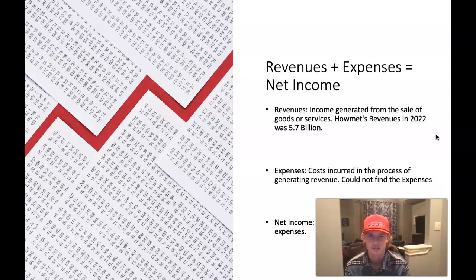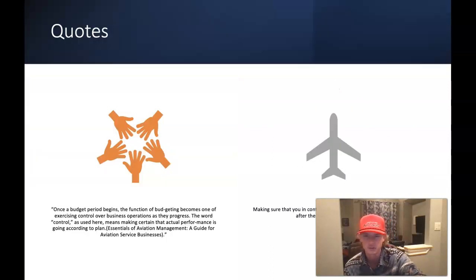So, this is just the cost incurred in the process of generating revenue. What all do they have to spend on? They have to buy all the different parts and pieces, and then they put it together to generate that revenue. And then the income, I couldn't calculate it just because I couldn't find the expenses. But I'm pretty sure Helmet Aerospace is doing pretty well making income.